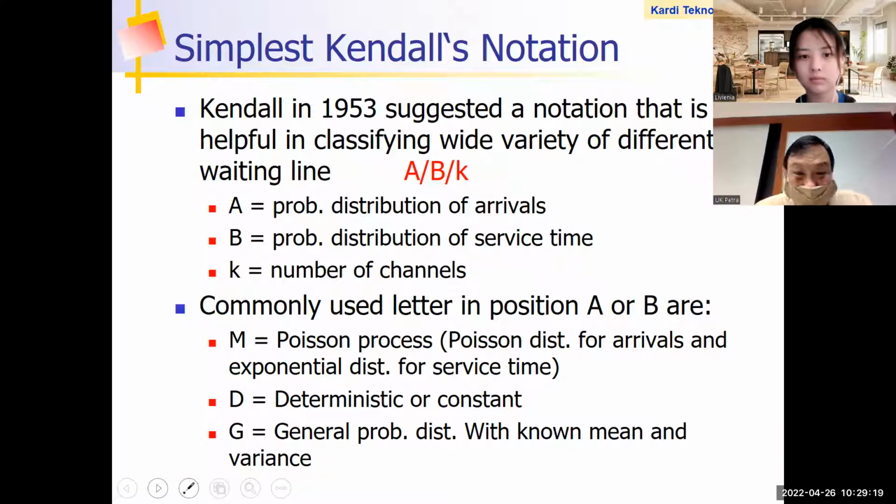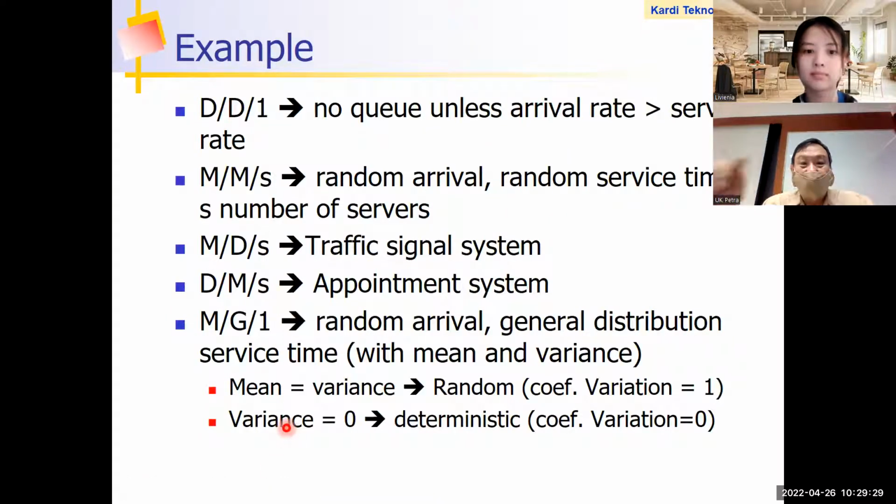Is it clear or not, when I talked about Kendall notation? Okay, next. So this is an example. DD1. What is this? The arrival is deterministic. The service is deterministic, and then 1 means the number of servers is only 1.